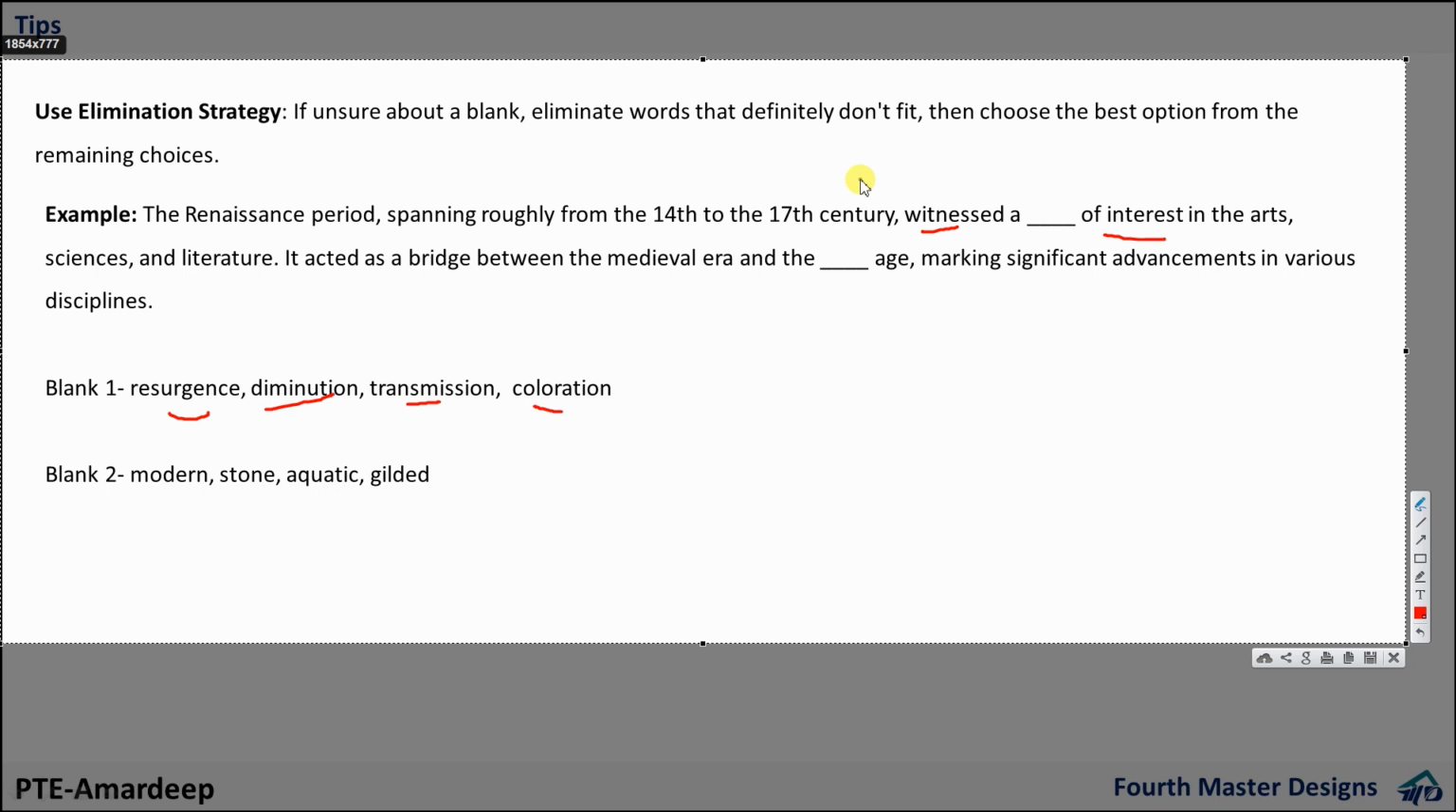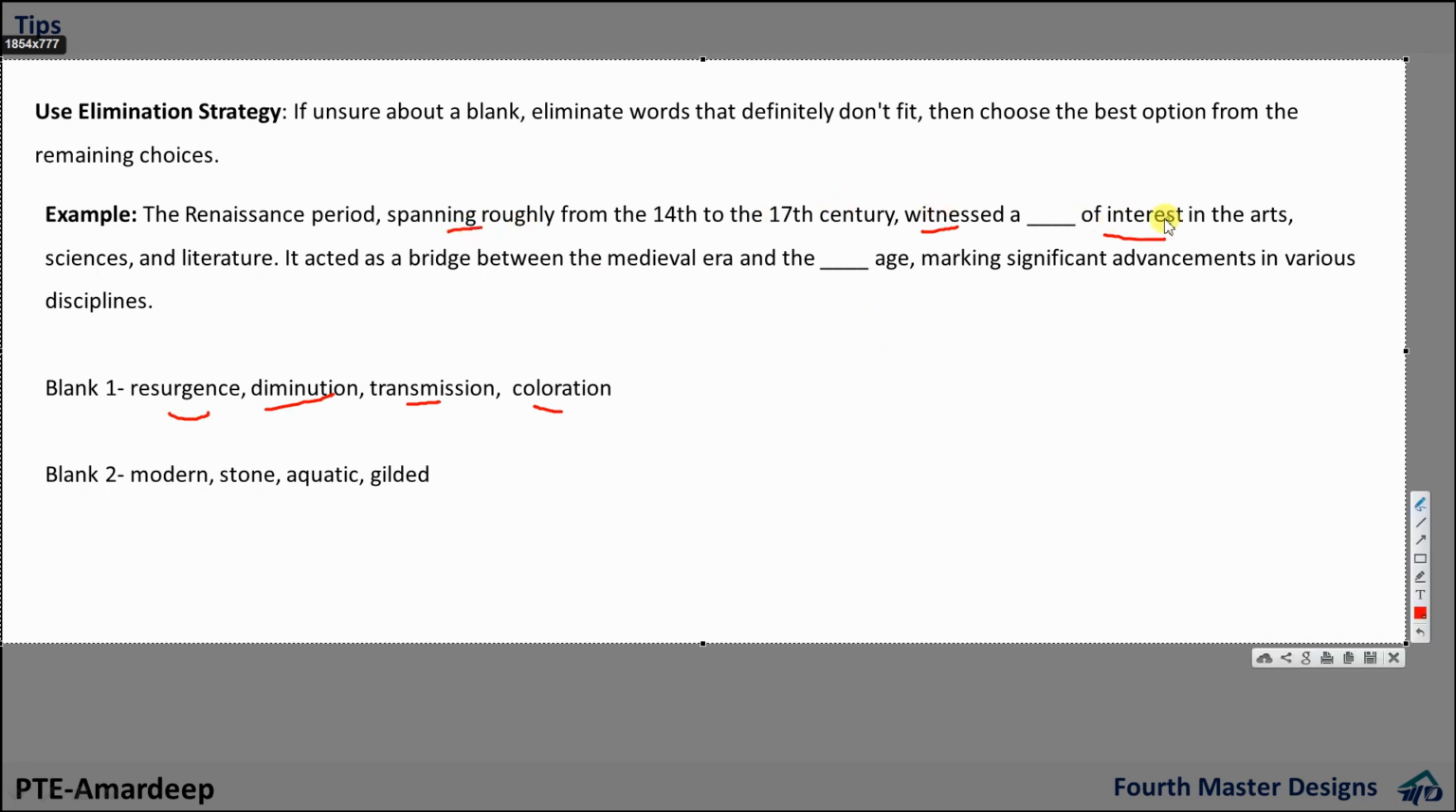Now, what is the diminution here? Diminution means a reduction or decrease. Okay. Diminution is what? Reduction or decrease. If you knew the meaning, fine. Otherwise, you would have faced problem here. Now, what is written here?